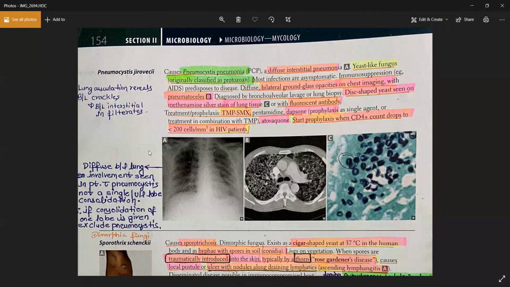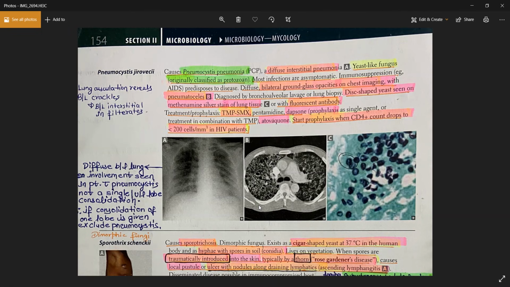The patient will present with symptoms like chest pain and a non-productive, dry cough. On chest auscultation, you will see bilateral crackles, and on the chest X-ray you will see bilateral opacification. As you can see, these are the opacified regions, present bilaterally. On the CT scan, you will see ground glass opacities.